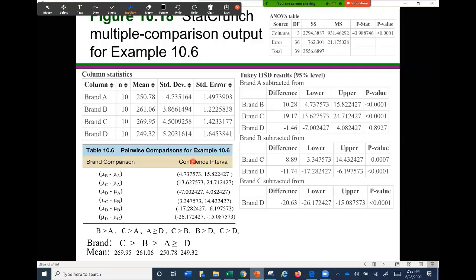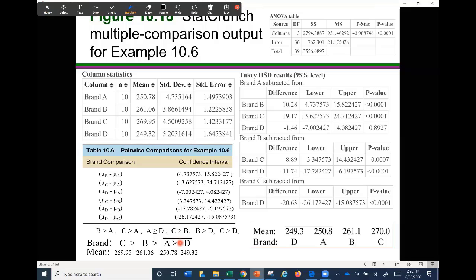And we can conclude that C is the biggest mean. The branch C ball reached the highest distance. And we are 95% confident that all these intervals contain the true difference between the means. That is our conclusion in this exercise. And we can write this conclusion in this way, or we can write it in this other way, or order it from the smallest to the biggest, or the biggest to the smallest. And this is our conclusion for this exercise.